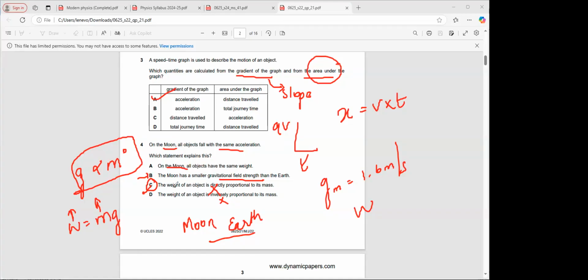If Earth was there, then the statement about acceleration due to gravity comes in. So yeah, weight will be directly proportional to mass then, because g is itself a constant here. It is 1.6. Okay then, fair enough. This is done. Fourth.